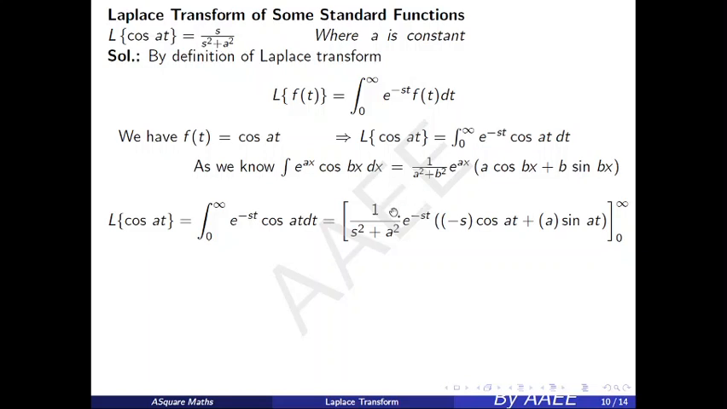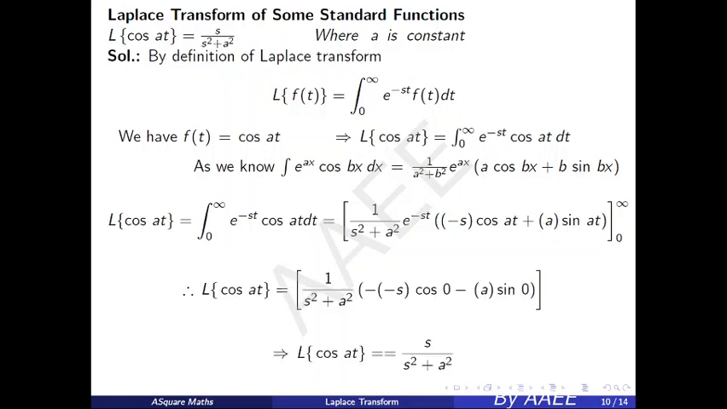So this one will be 1 upon s square plus a square e raised to minus st, minus s cos of at plus a sin of at. Integration limit will be from 0 to infinity. For the upper limit, this one will be 0, and for the lower limit, e raised to 0 is 1, 1 upon s square plus a square as it is, cos of 0 is 1 and sin of 0 is 0. So by simplifying, we will get Laplace transform of cos of at is equal to s upon s square plus a square.